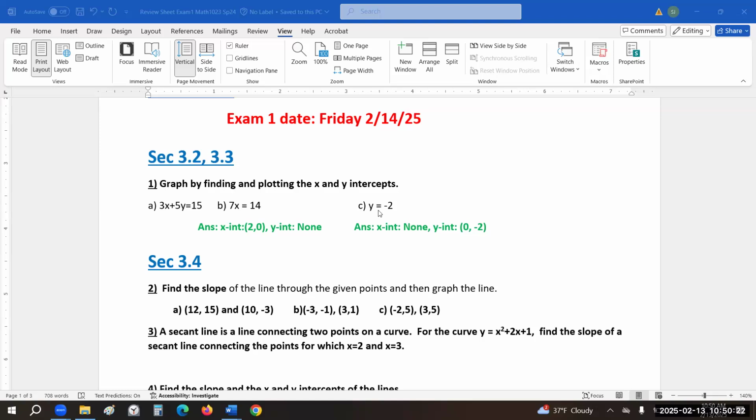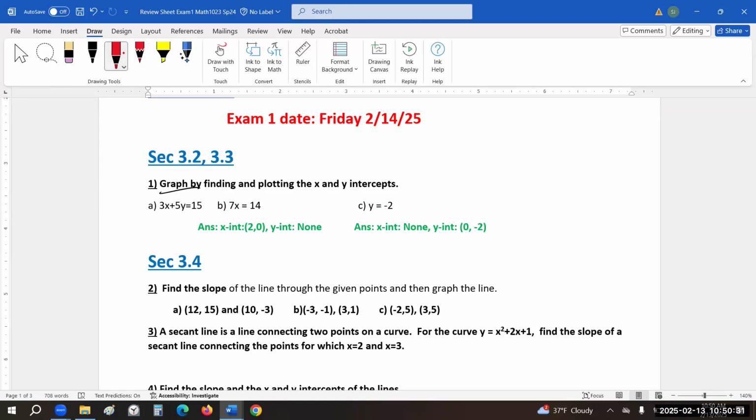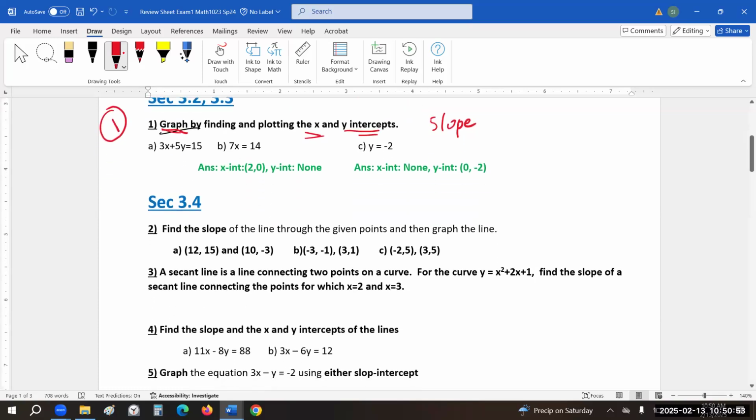Okay, so from here, I'll ask: graph, find x-intercept, y-intercept, and slope. So one of these three. Find x-intercept, y-intercept, slope, and then graph it. This will be one question. Then find the slope from 2 points. The second line problem, definitely.